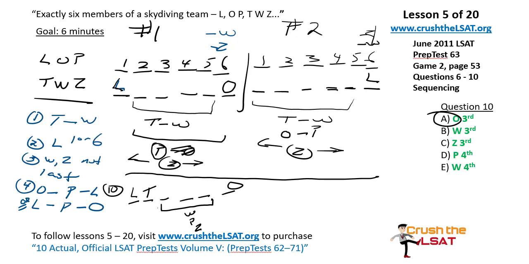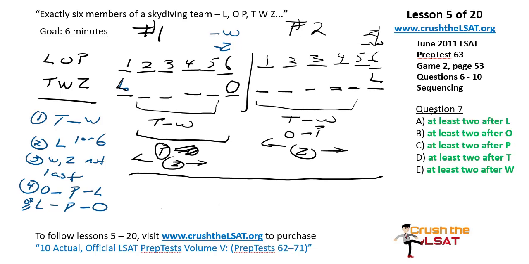Okay, now we'll take a look at question 7. Good to take a look at it now because now we know the rules very well and we know arrangements that are possible and that are not possible. We have a good sense of the game. So let's take a look at 7. Which of the following must be true?